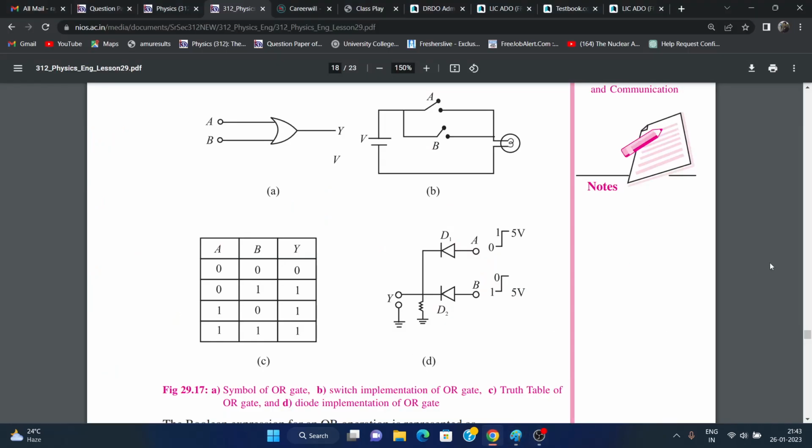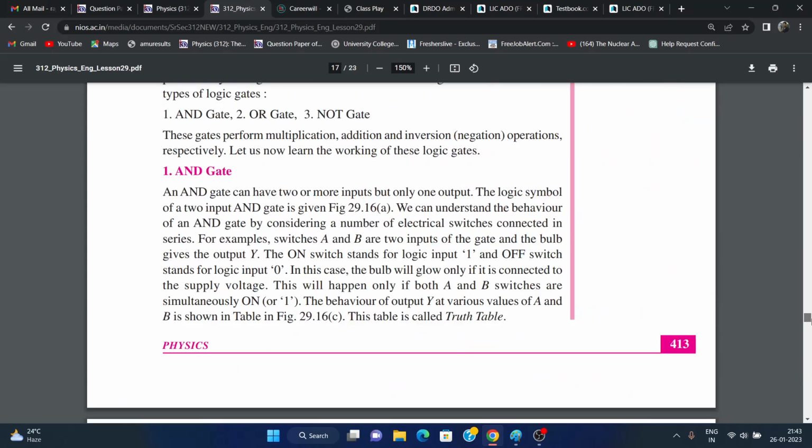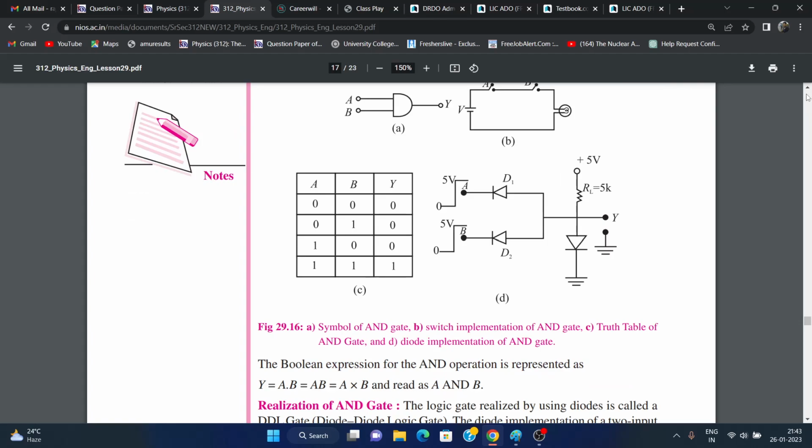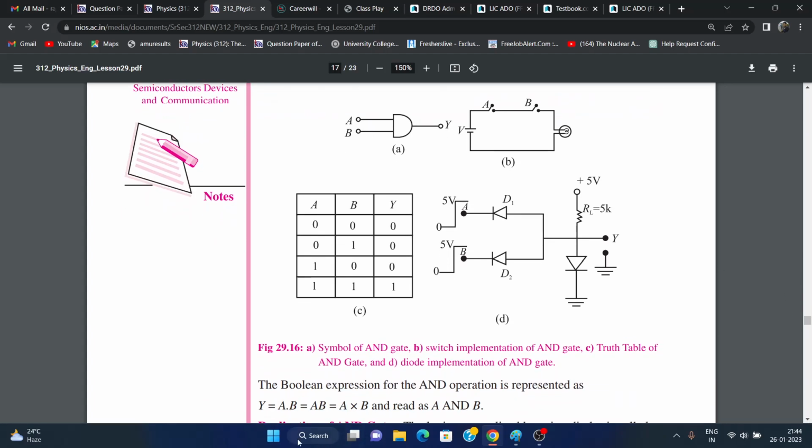Now come back to AND gate. Here the symbol of AND gate is this: A and B, these two are inputs, Y is output, and the Boolean expression for the AND operation is represented as Y is equal to A dot B and read as A and B.